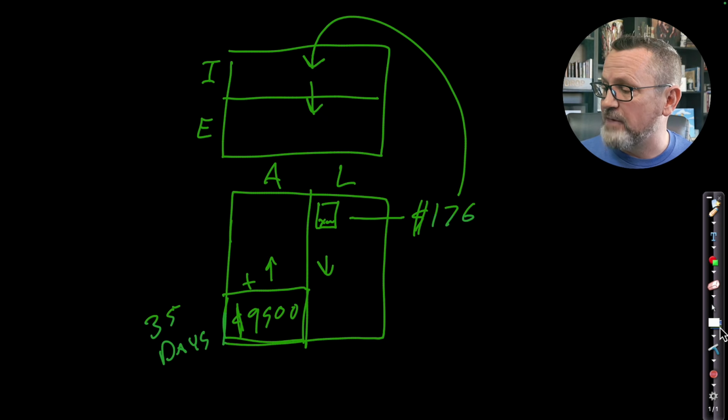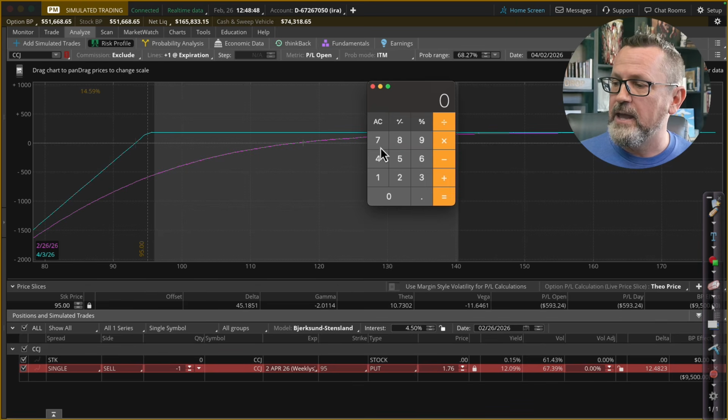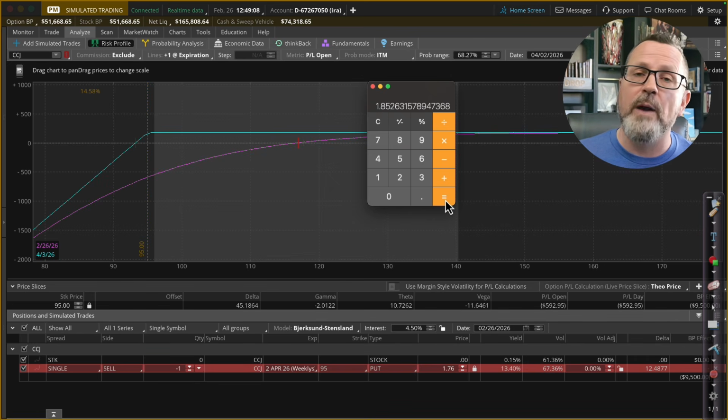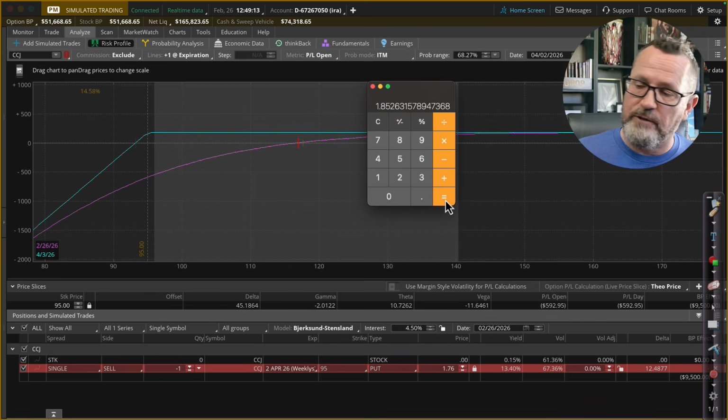Let's do the math on that real quick. I'm going to grab my little calculator here, and we're going to take the $176 of premium that we're going to receive, and we're going to divide that by the $9,500 of capital required for a cash secured put. And that would equal 0.0185, times 100 for percent. That would equal a 1.85% ROI on capital used for the next 35 days.